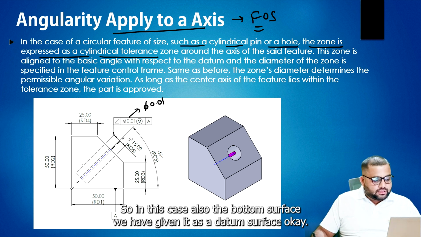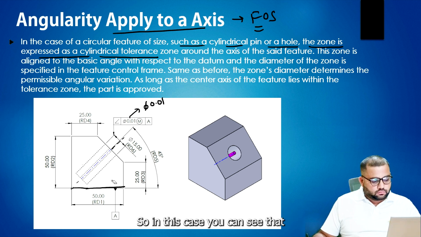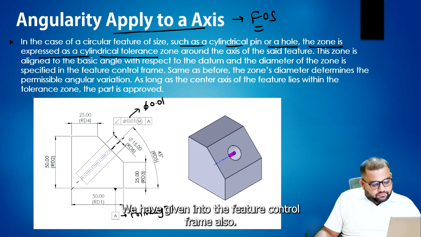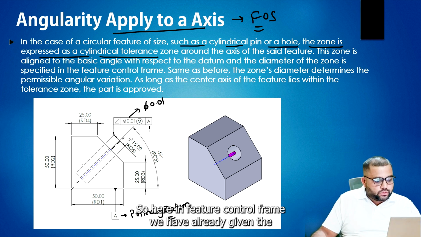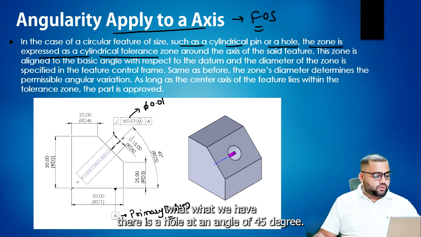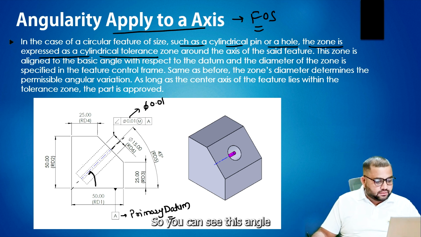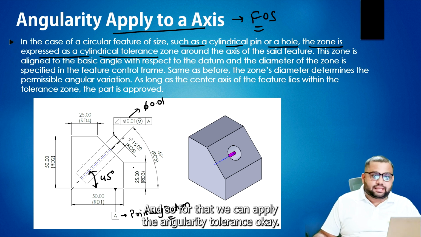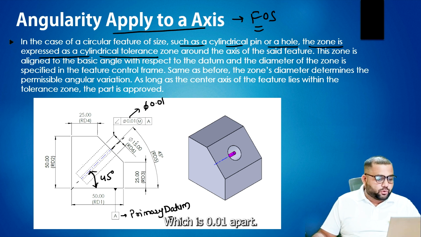So in this case also, the bottom surface we have given as a datum surface. Okay, so in this case, you can see that this is the primary datum. We have given it in the feature control frame also. So here in the feature control frame, we have already given the datum. Okay. So in this case, there is a hole at an angle of 45 degree. So you can see this angle we have provided, 45 degree. Okay, so this angle is at 45 degree. And so for that, we can apply the angularity tolerance, okay, which is 0.01 mm.